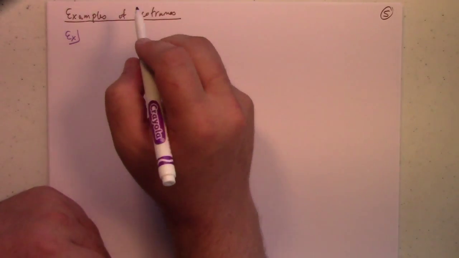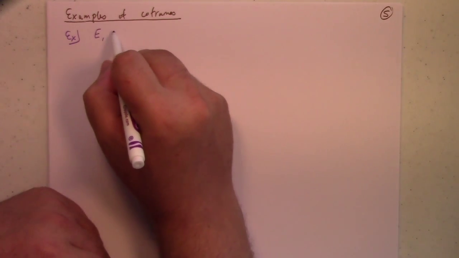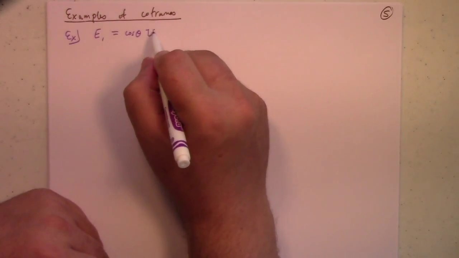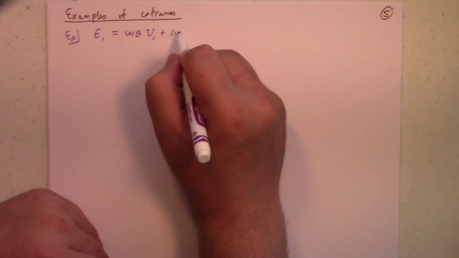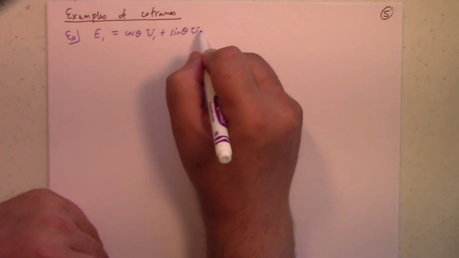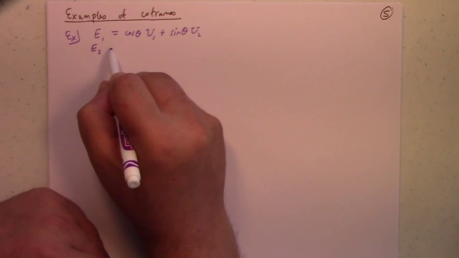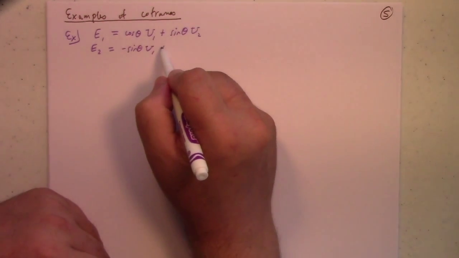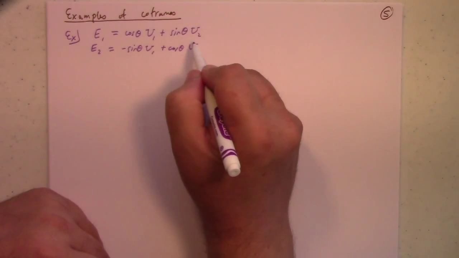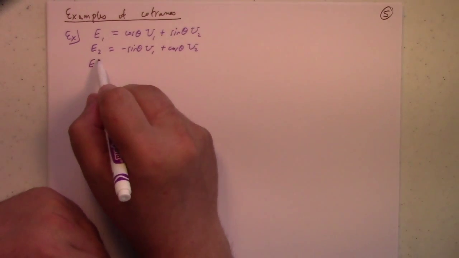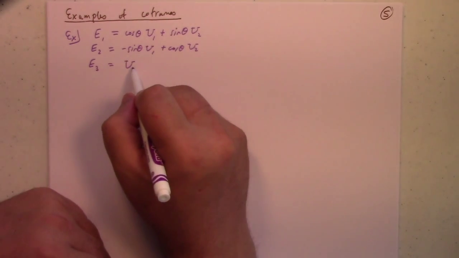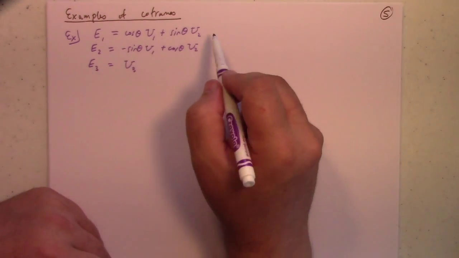How about this? We have E1 equals cosine theta U1 plus sine theta U2. E2 equals minus sine theta U1 plus cosine theta U2. This is not actually in my notes, but I wanted to point this out because it's an important little thought. So here's the so-called cylindrical frame, right?